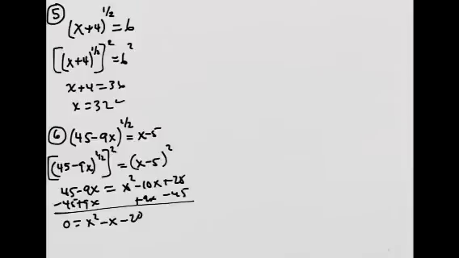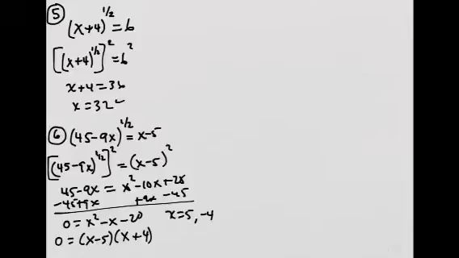So when you factor, you get (x minus 5)(x plus 4). So then x is either 5 or negative 4, so now you're going to check them. So 5 works when you plug it into the original equation up here. You get 45 minus 45 is 0, and when you put it on the right side, 5 minus 5 is also 0. So 5 is good.